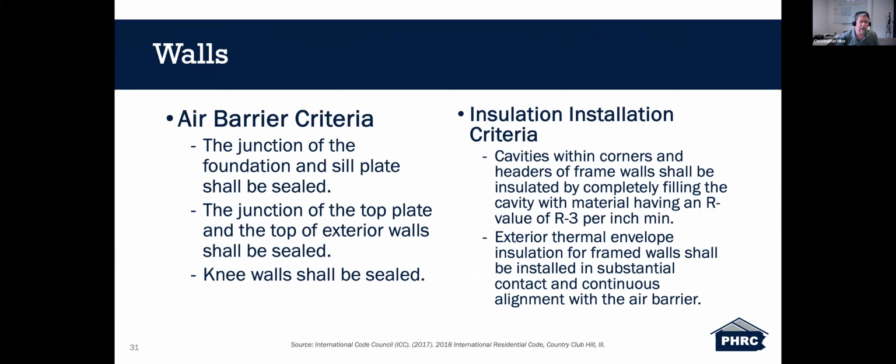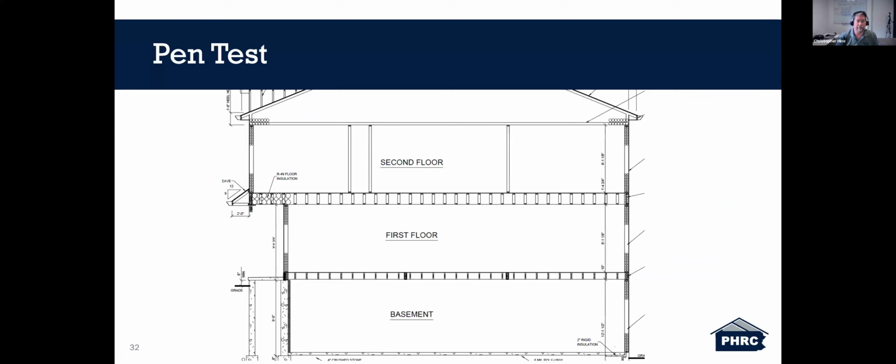The first one here, again, we already looked at this in table form, but this is the air barrier criteria. We're not going to look at the insulation installation criteria side over here on the right. We're going to mainly focus here on the air barrier criteria, which is the junction of the foundation and sill plate shall be sealed, and the junction at the top plate and the top of exterior wall shall be sealed.